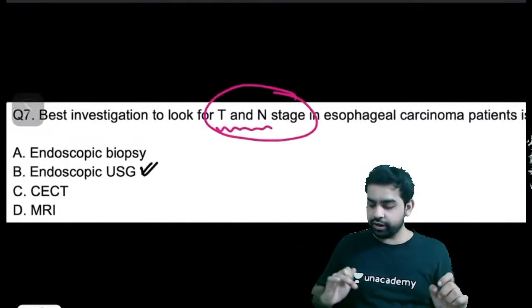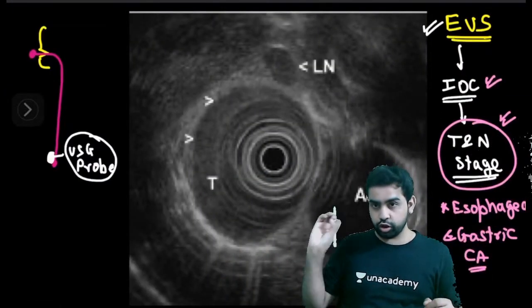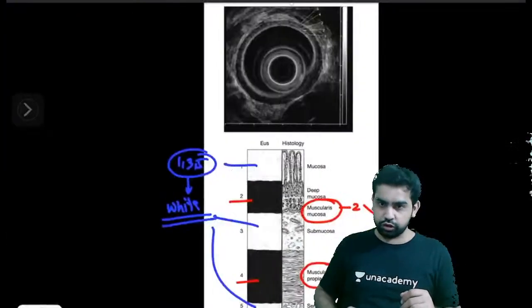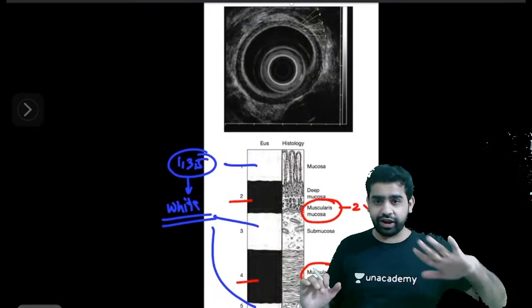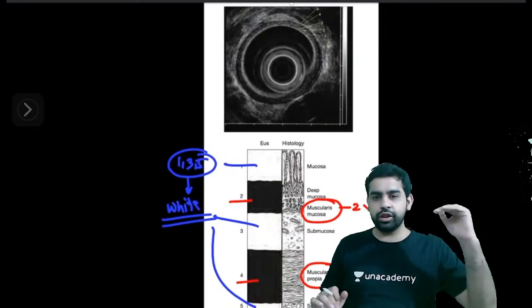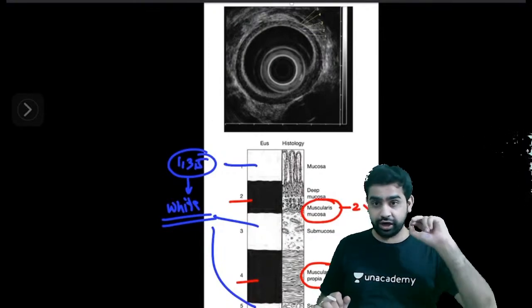Then we moved on and talked about endoscopic USG. I told you that this is the investigation of choice for T and N staging in esophageal and gastric carcinoma. I explained that there are 5 layers which you get: white, black, and white. Out of these, the muscularis mucosa and the muscularis propria are the two which are black.